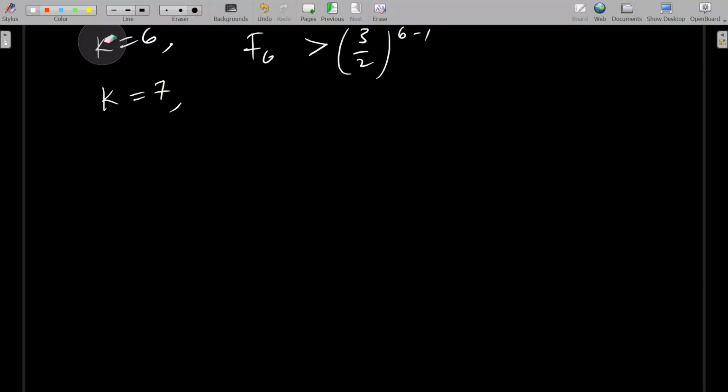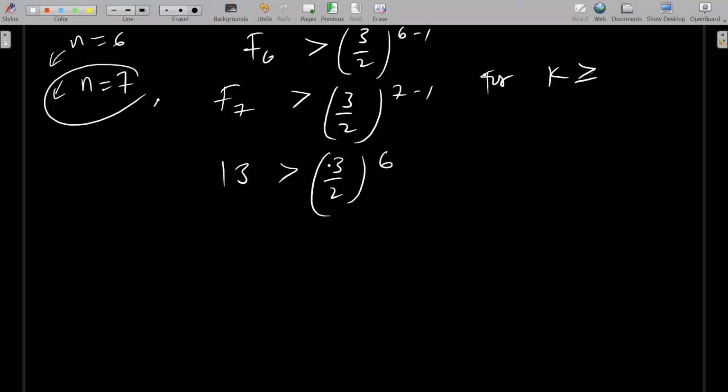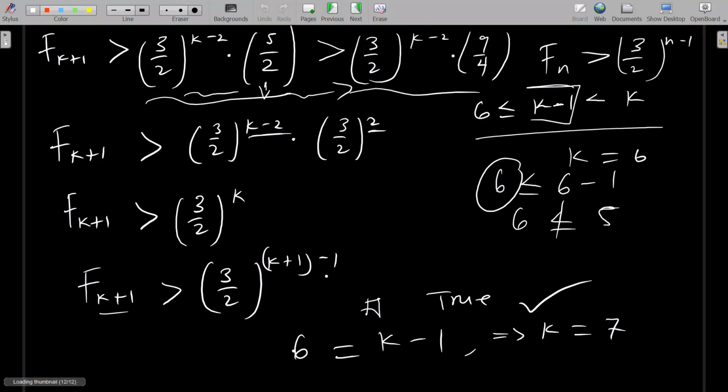So this one was actually when n equals 6. And since we had k to be 7, solve for n equals 7 as well. And you notice that f sub 7 is also greater than 3 over 2 to the power 7 minus 1. Actually, f sub 7 is 13 using the recursive relation, and is greater than 3 over 2 to the power 6. You can check that. So the base cases were supposed to be when n equals 6 and n equals 7. So you use these two base cases, and by the inductive step, you show that for k greater than or equal to the last base case you picked, that is 7, it will satisfy this criteria.